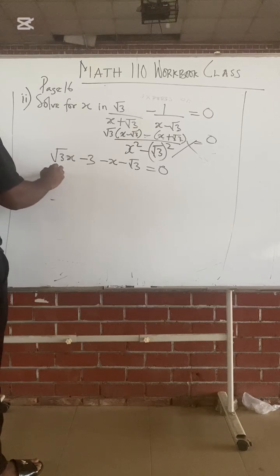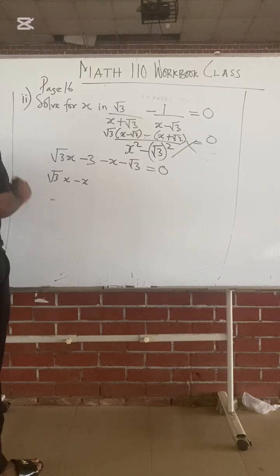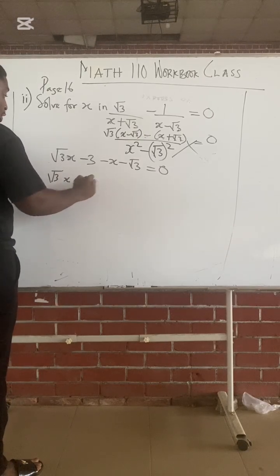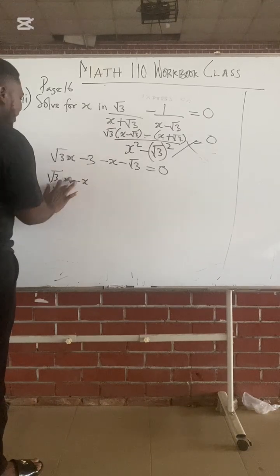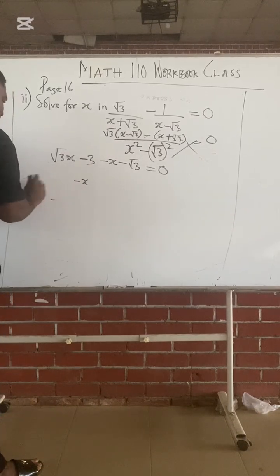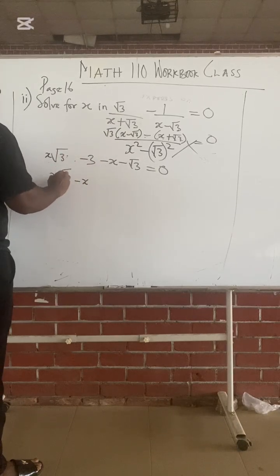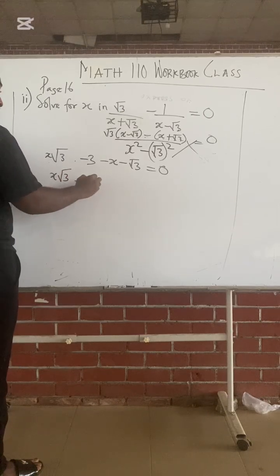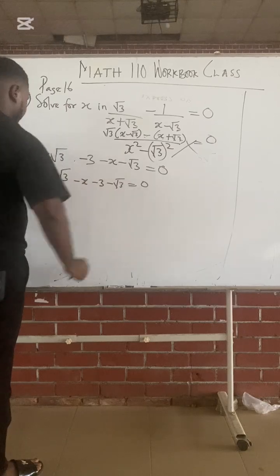So we have root 3x, let's collect like terms. Root 3x minus x. Now, this minus 3, root 3x, which is mean root 3x actually. When we multiply root 3 times x, it should be x root 3. So x root 3 minus x minus 3 minus root 3 equals 0.